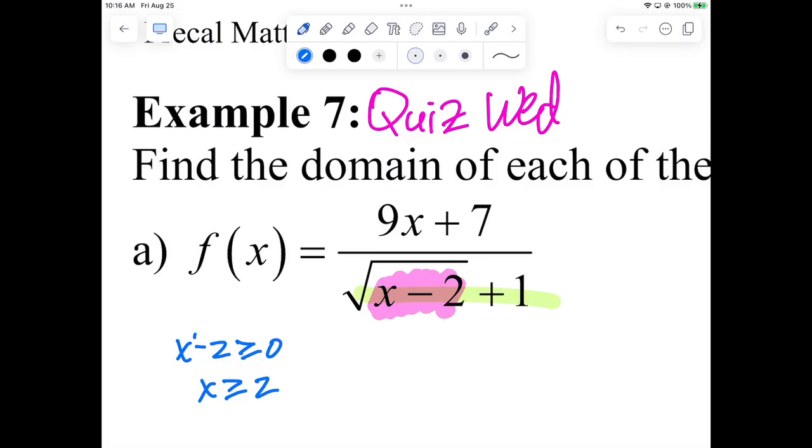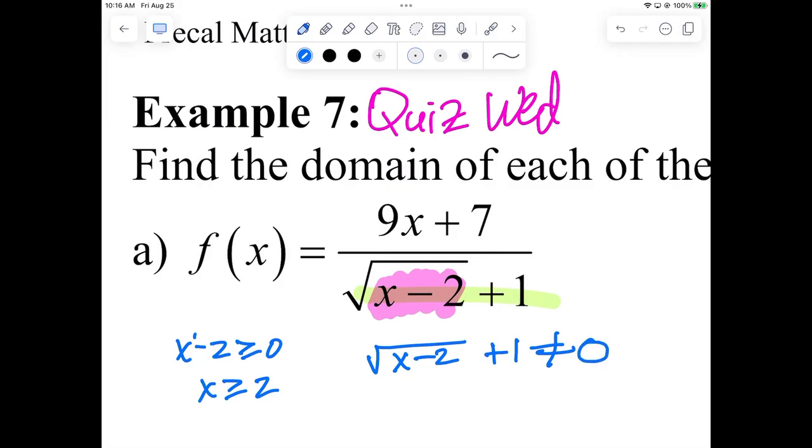Positive. You say 98, I say who cares? It's positive, so it works. Good. Now, the next part. What part of the denominator do we say can't equal 0? All of it. Trick question. What part of the denominator can't be 0? All of it. Okay? So we're going to say the square root of x minus 2 plus 1 shall not be 0. The whole thing.